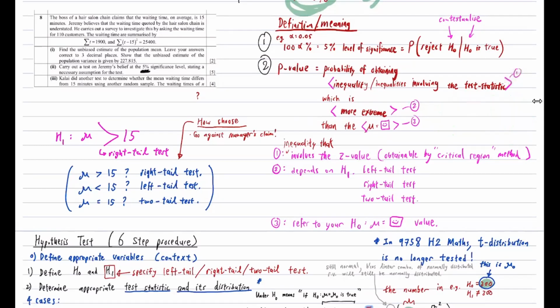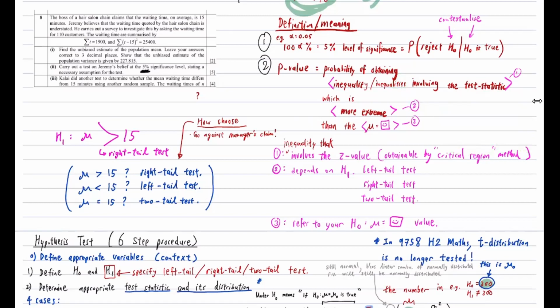Why did I say inequalities? Sometimes there will be a two-tailed test. Let's say you have a variable t, then t could be less than negative 1.96, or t could be more than positive 1.96. Then you have to write down both of those inequalities.